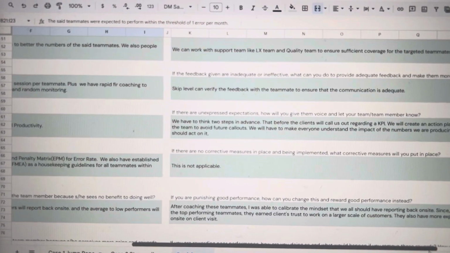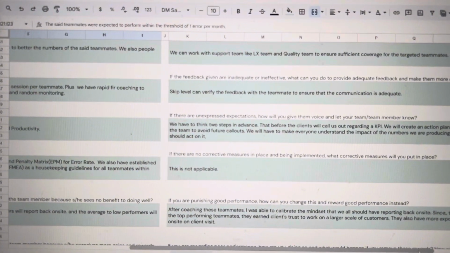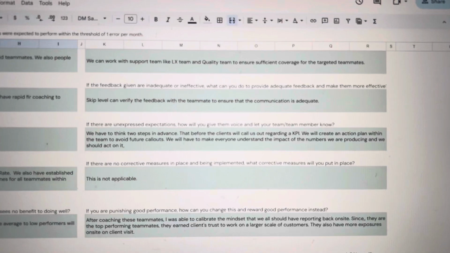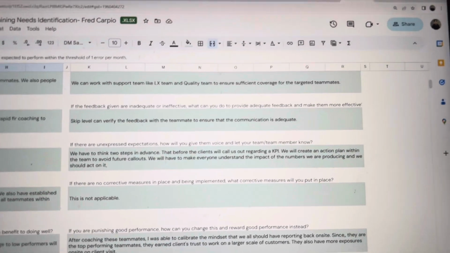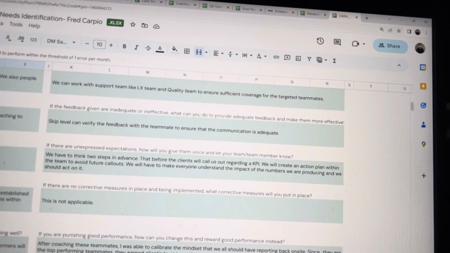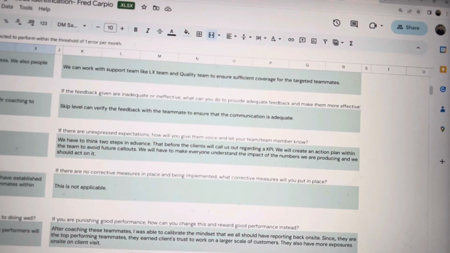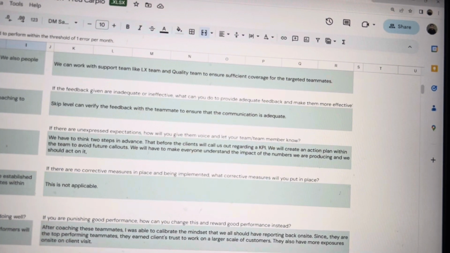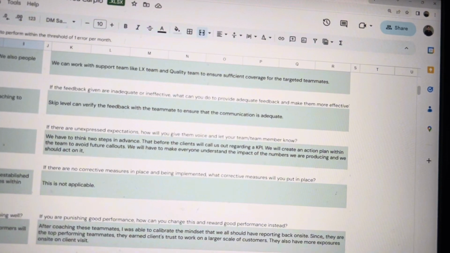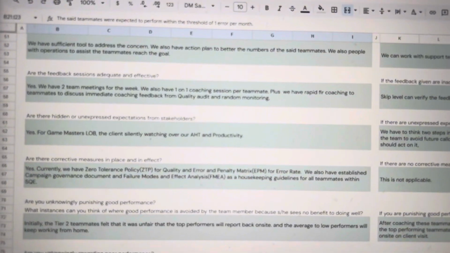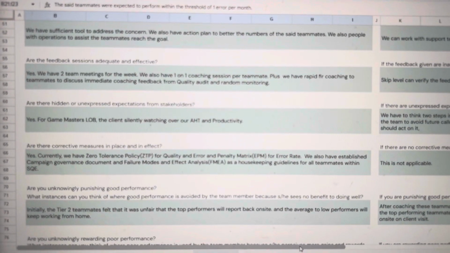If the feedback given is inadequate or ineffective, what can you do to provide adequate feedback to make them more effective? So we can also do skip level, where we verify the feedback with a teammate to ensure that the communication is adequate. This is where the operations manager will intervene just to make sure that the communication is adequate enough.